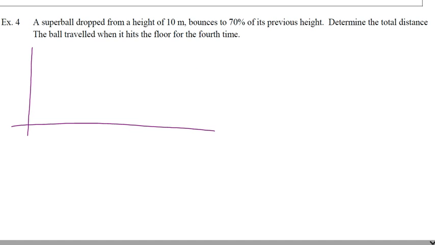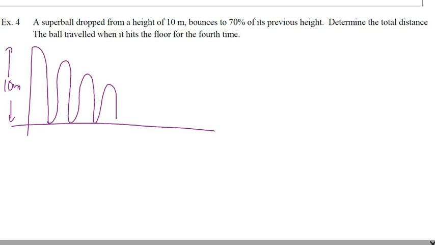When it hits, because I need to know a few things, like when it hits for the 4th time. So this is 10 meters, right? We drop the ball, and it hits for what time? That's hit number 1. Then it comes up 7 meters, and then it hits number 2. Then it comes up some distance and hits number 3, and then it comes up some distance and hits number 4.